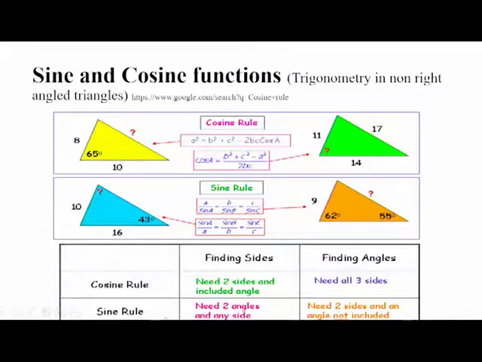For the sine rule, for you to find the side, you need two angles and any side. And then to find an angle, you need two sides and not an included angle. You need two sides, and that angle should not be between the two given sides. So make sure that you go through the sine and the cosine rule.